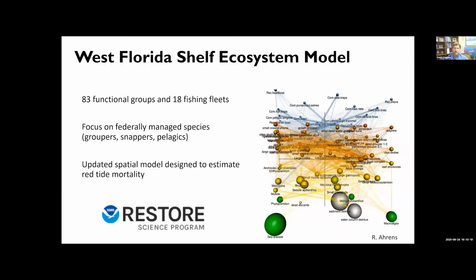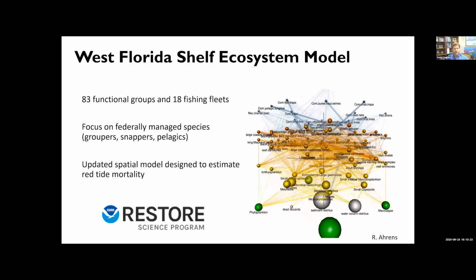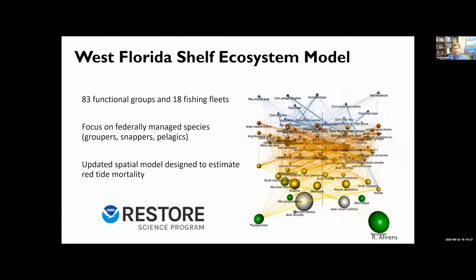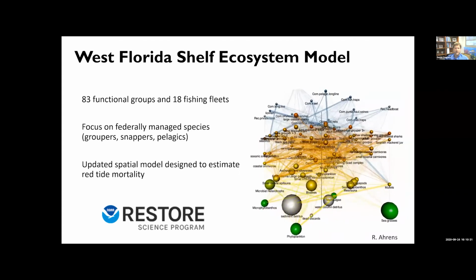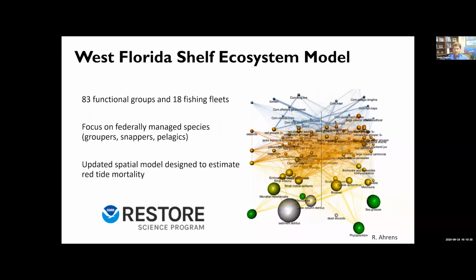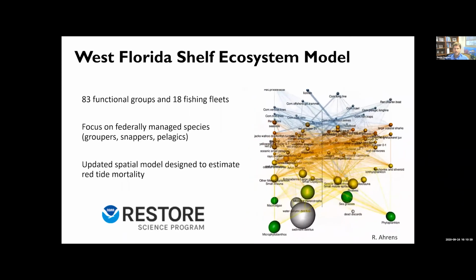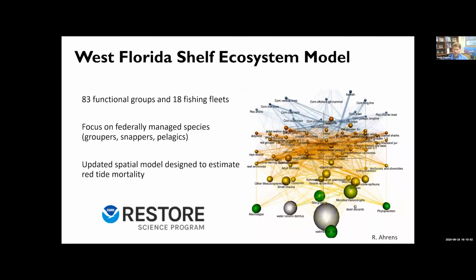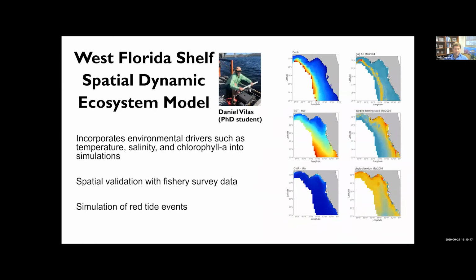The next project I want to talk about is the West Florida Shelf ecosystem model, and this is a model that I actually built. It's been, gosh, almost 10 years since I started it. And this was designed around federally managed species, primarily reef fish, groupers, and snappers. And this was developed back in 2013 as part of my dissertation. And then recently we got funding from NOAA RESTORE to update the model, primarily the spatial component of the model.